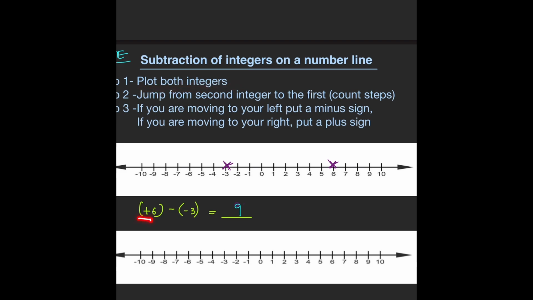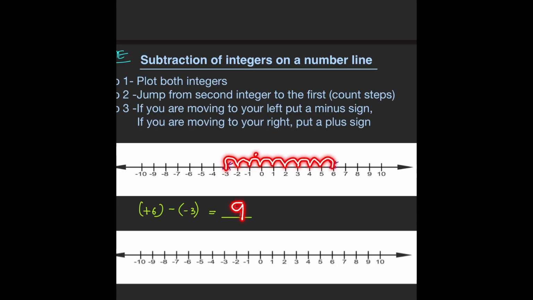Plot both the integers. Which two integers are you supposed to plot? Anything, plot this first or that first, it doesn't matter. But these two have to be marked over here: positive 6 and negative 3. From here, you have to jump to this. From negative 3 we start jumping because that is given second. How many steps? 1, 2, 3, 4, 5, 6, 7, 8, 9.